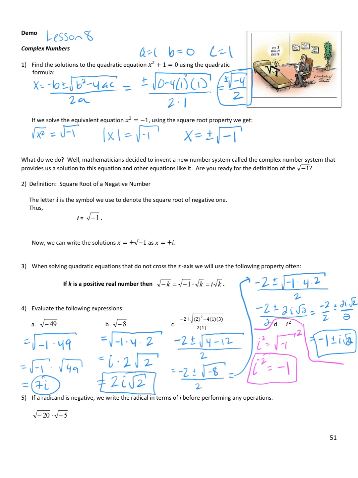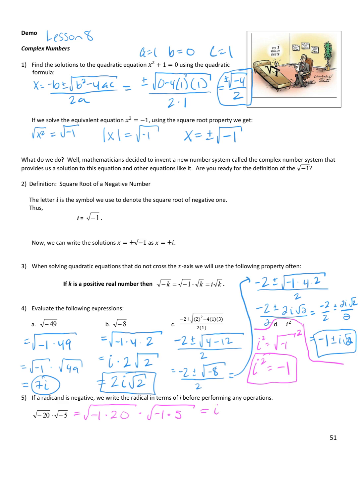Number 5: if a radicand is negative, write the radical in terms of i before you do anything else. So get rid of the negatives under the radicals first by pulling out i's. So this is going to be the square root of negative 20. I'm going to rewrite this as negative 1 times 20. And the square root of negative 5, I'm going to write as the square root of negative 1 times 5. Square roots of the negative 1s give me i's.